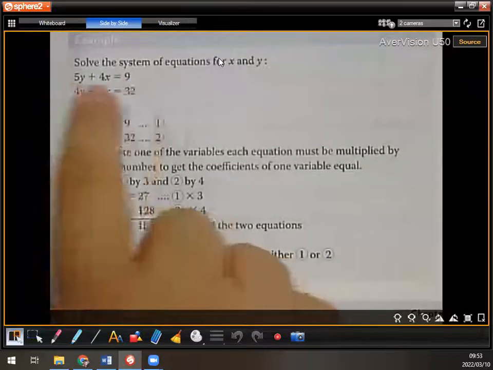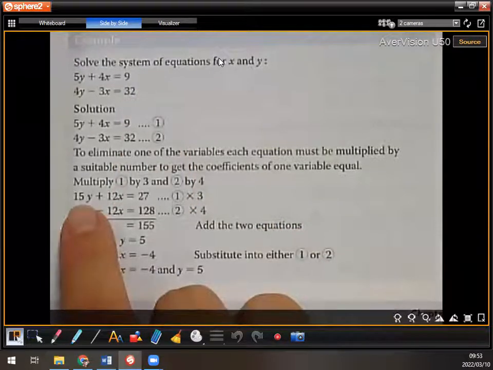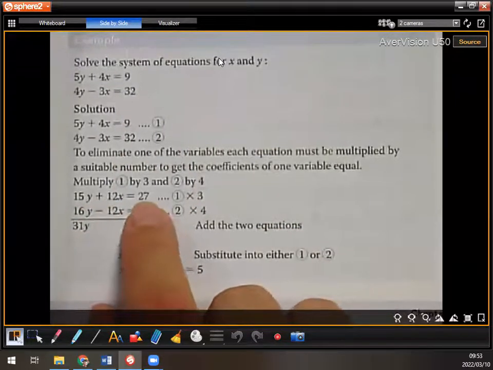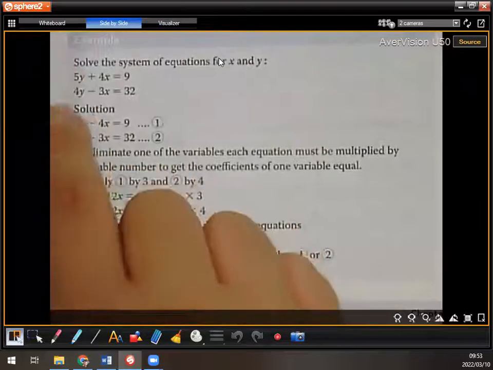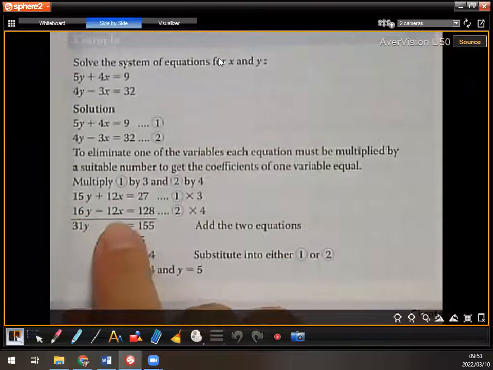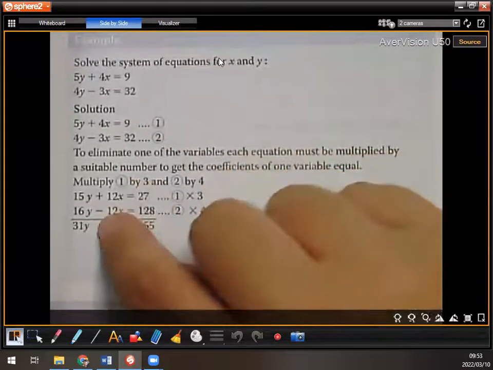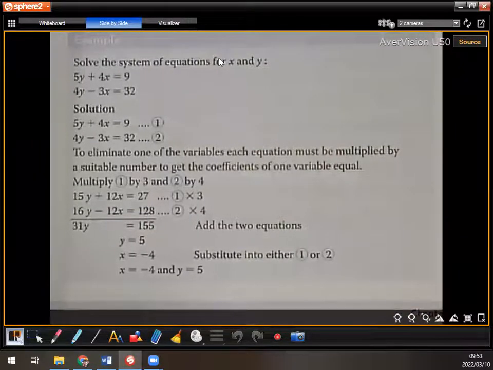So you would multiply the first equation by 3, right? That will give you 15y plus 12x equals 27. Then you're going to multiply the second equation by 4. That's going to give you 16y minus 12x equals 128. And there your x's are going to cancel out. It's a bit more complicated, so you can use it there, but if it's a question like this, I would probably just use substitution.